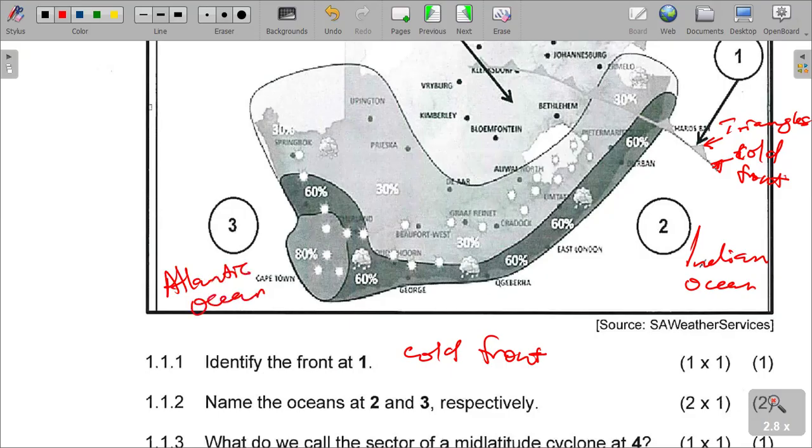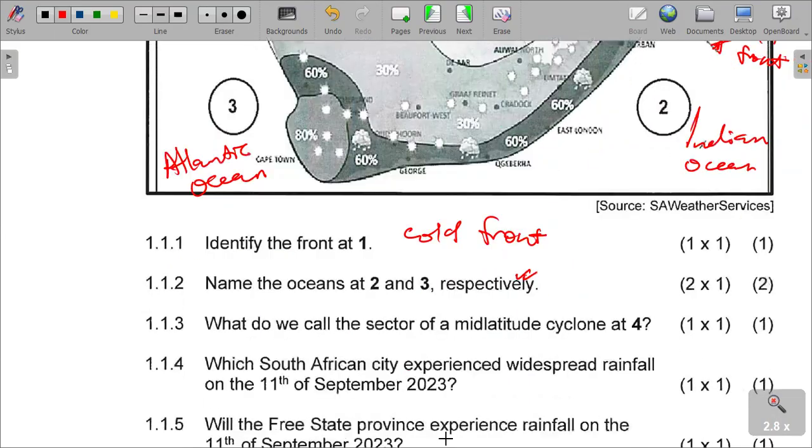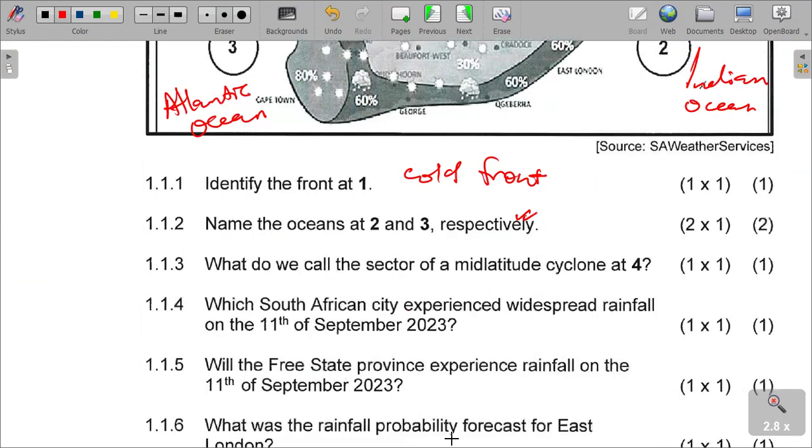Atlantic Ocean. So 2 and 3: 2 is the Indian Ocean and 3 is the Atlantic Ocean. That is very correct, as you can see on our South African map. And then what do we call the sector of a mid-latitude cyclone at 4?